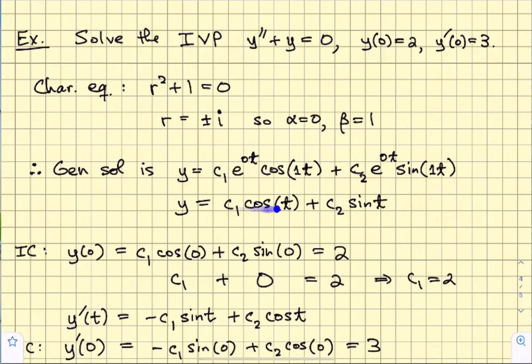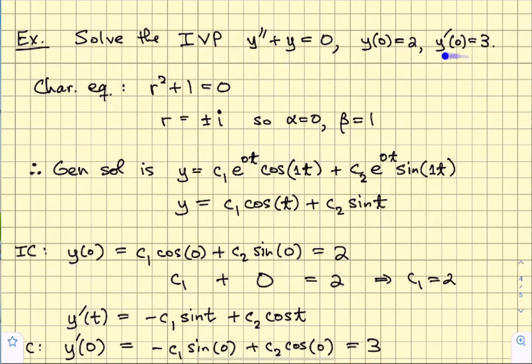y of 0, I'll just plug in a 0 for t here. I get a C1 cosine 0 plus a C2 sine 0. And at the end of the day, that has to equal 2 because that's my initial condition. So I get C1 times 1 plus C2 times 0 has to be 2. That tells me immediately that C1 is 2.